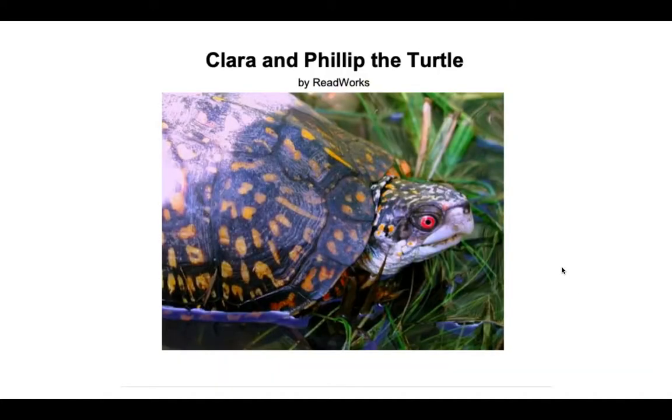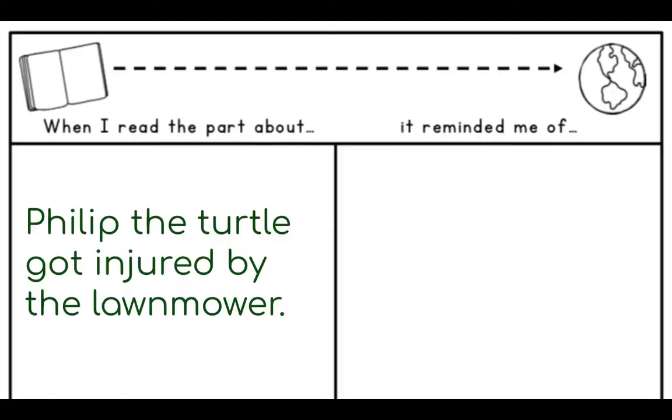So I'm going to make a text-to-world connection to a story that you are familiar with. In the last couple weeks, you read a story called Clara and Philip the Turtle. This was about a little girl who found a turtle in her lawn, and it was injured, and they took care of it and released it back into the wild. So I'm going to choose a part of the story, and I'm going to connect it to something that is happening in the world around us.